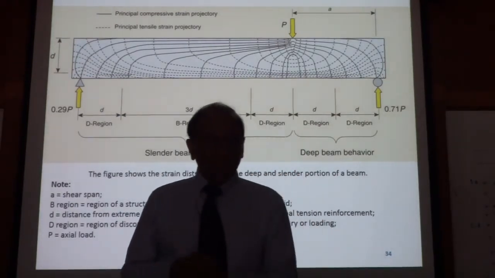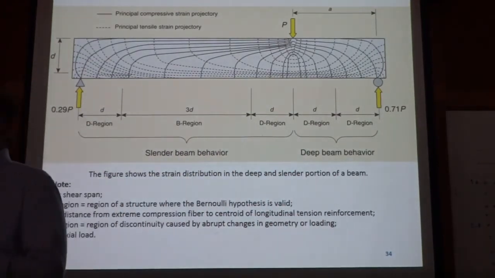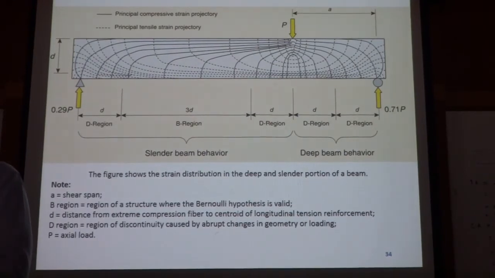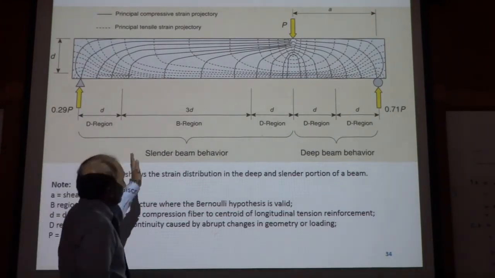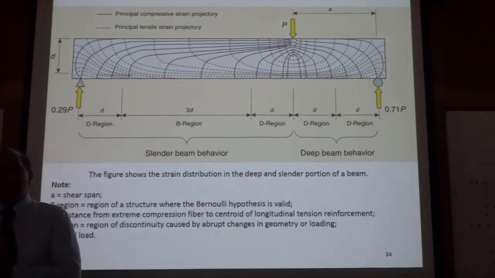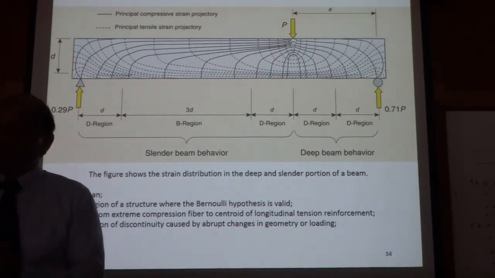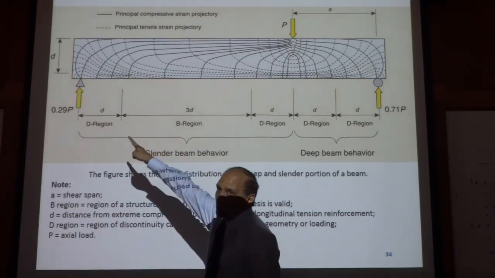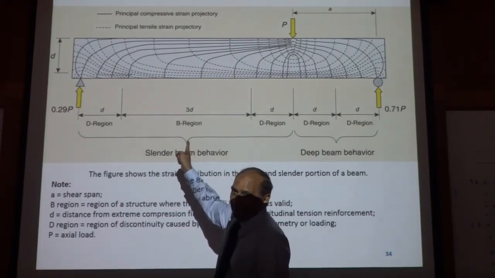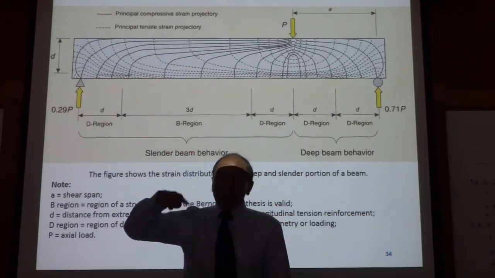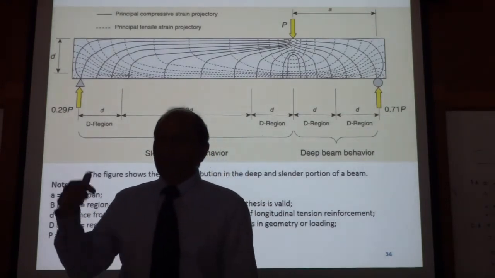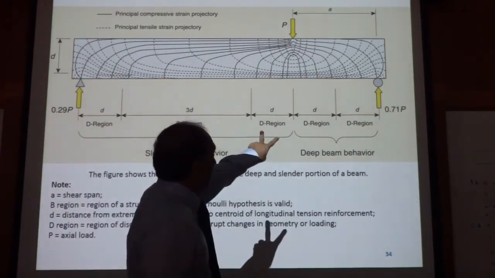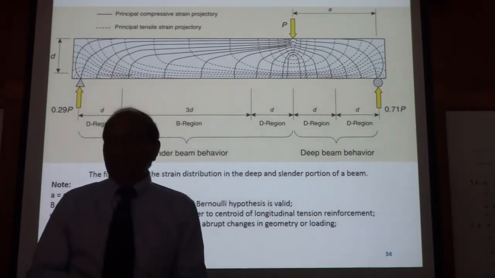The deep beam definition is that if most of the length of the beam is D region, it's a deep beam. The normal beam definition is that if most of the length is in B region, it's a slender beam or normal beam. Here you can see 3D is B region, 2D is D region. So 3D is more than 2D, right? So it becomes a normal beam. Over there, the entire length is in the disturbed region.